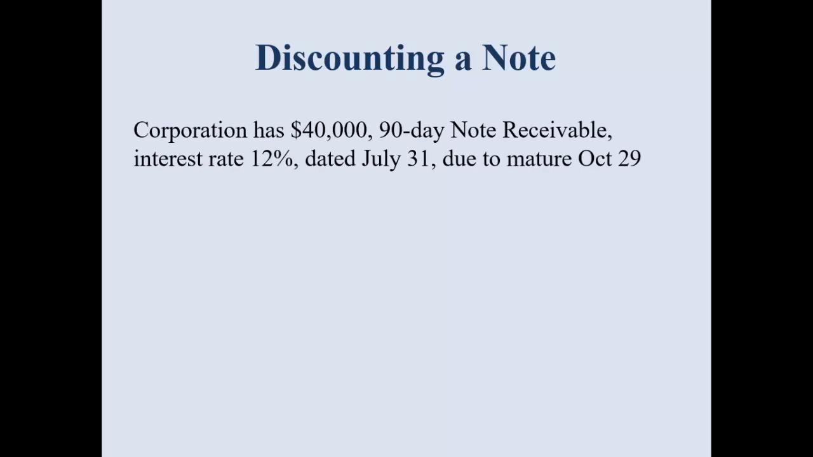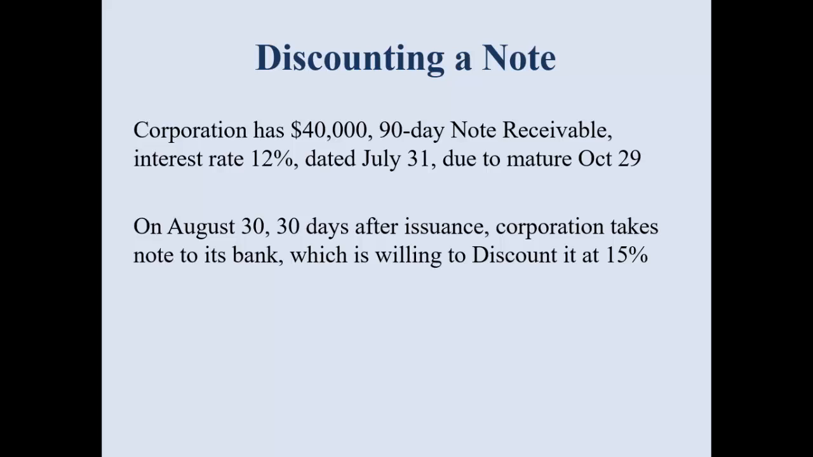The best way to go through this is to look at an example. The corporation has a $40,000 90-day note receivable. Interest is 12%, dated July 13th. It's due to mature on October 29th. On August 30th, 30 days after issuance, the corporation takes the note to the bank. The bank is willing to discount it at 15%. It's always going to be higher than your stated rate because they're not going to do it for free. The note was paid by the customer at maturity.